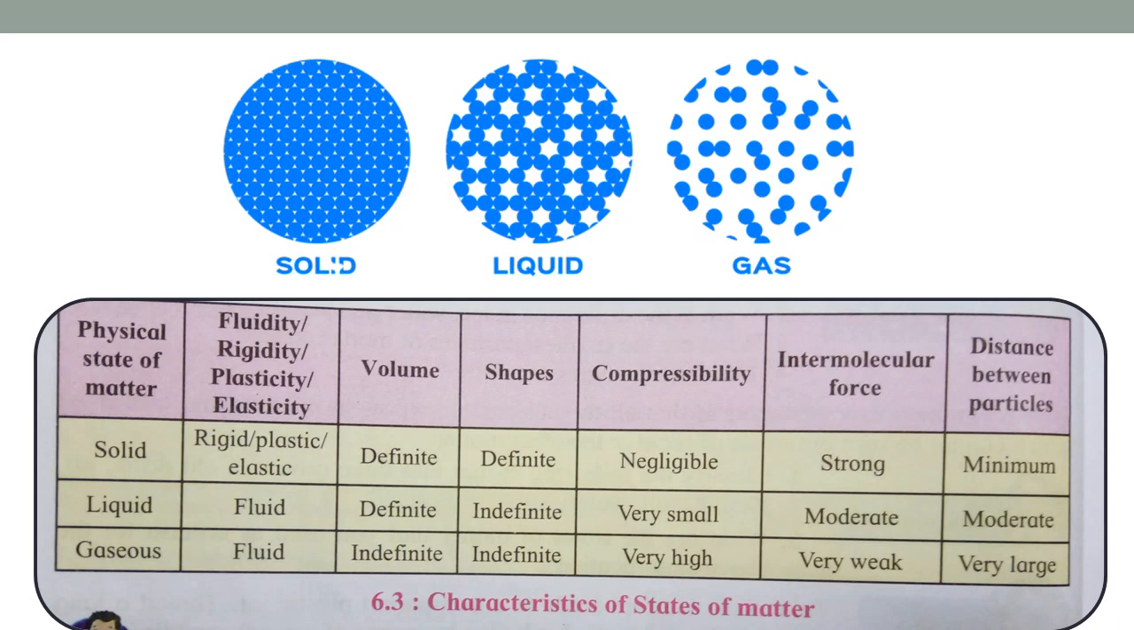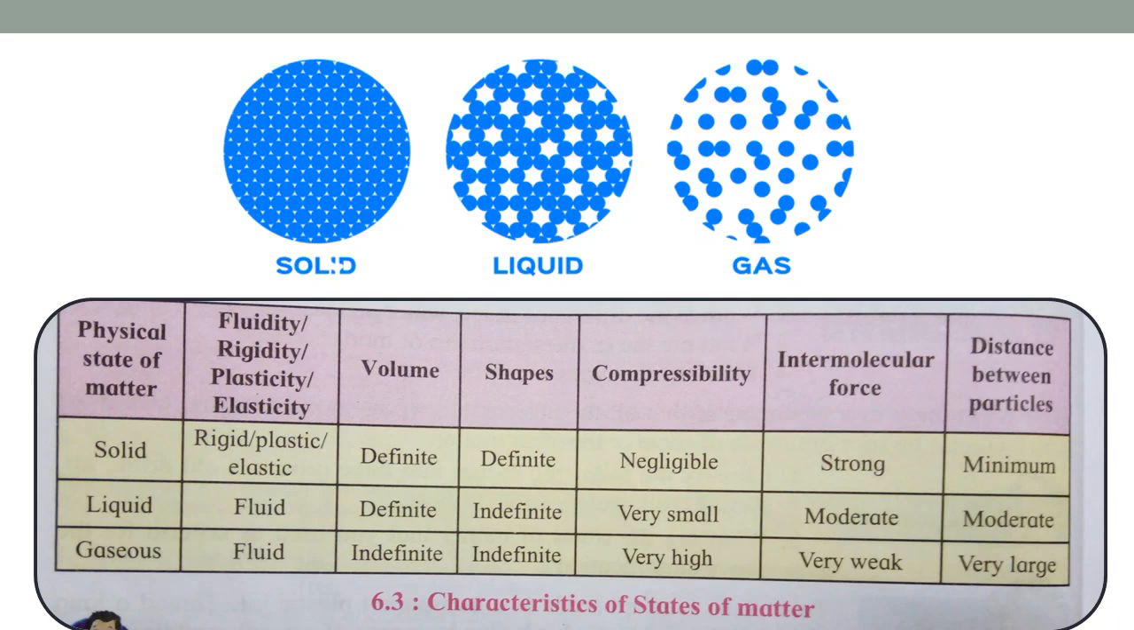And the second state of matter is liquid, it's fluid. Fluid means ability to flow. That means fluid will flow in any direction. The volume is definite, shape is indefinite. That means it occupies the shape of any container in which it is poured. And compressibility is very small. Intermolecular force is moderate, that means medium. Distance between particles is also moderate.